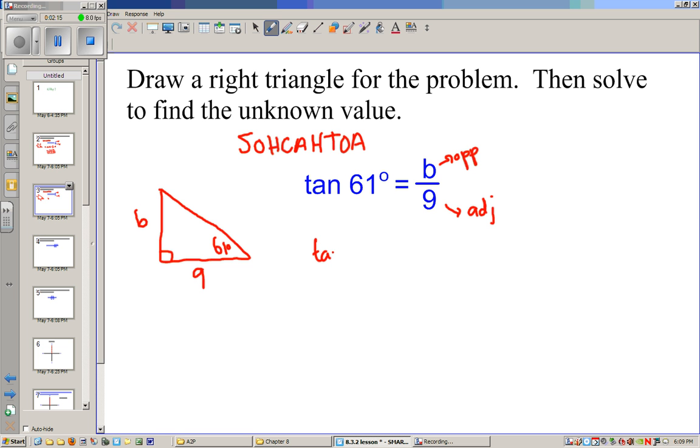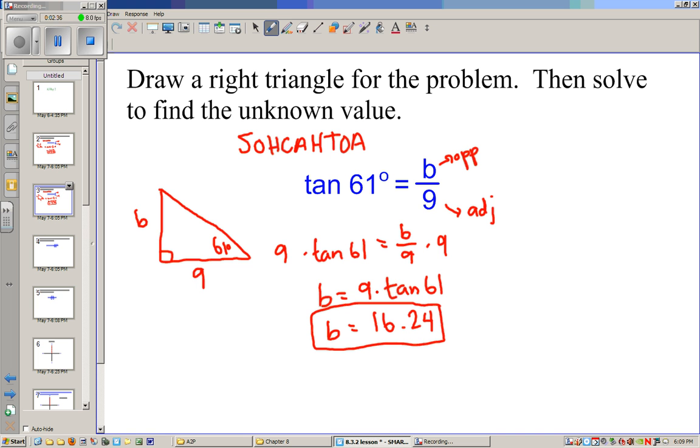Continuing to solve for this variable, tangent of 61 equals b over 9. We can multiply both sides, so b equals 9 times tangent of 61. So b equals about 16.24. Okay? So again, this is a review of what we did yesterday using sine, cosine, and tangent to solve these triangles.